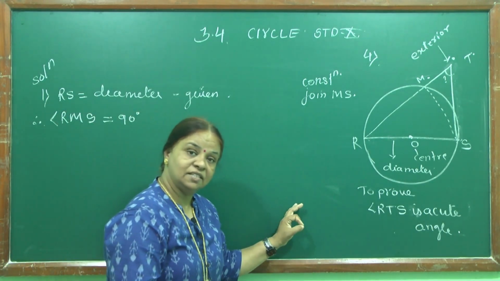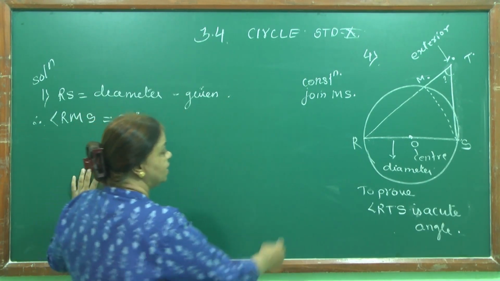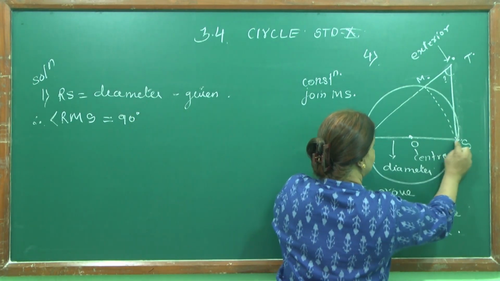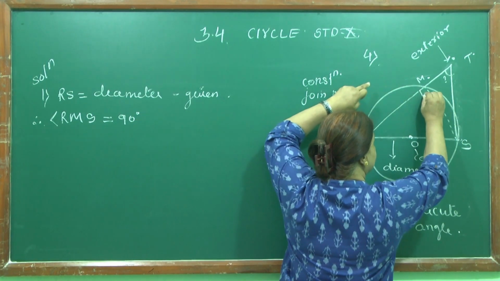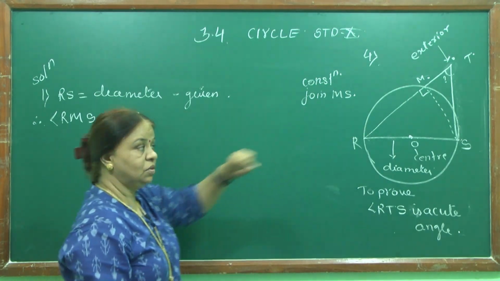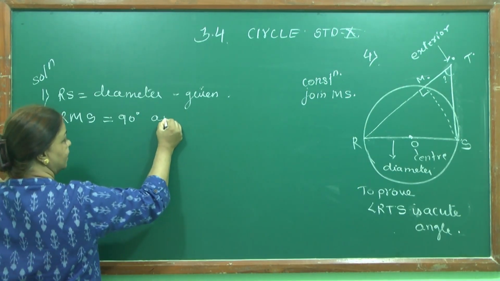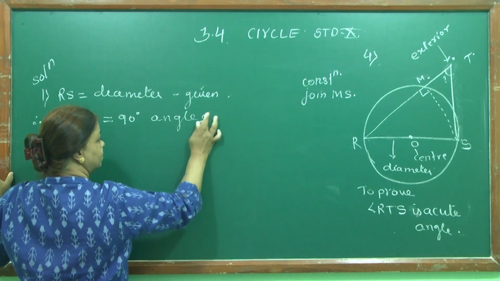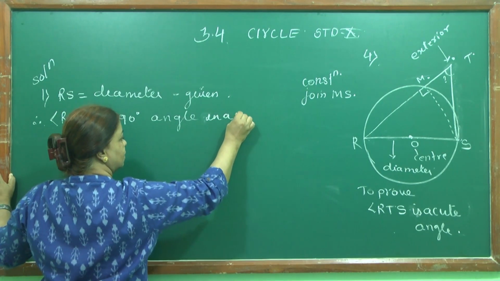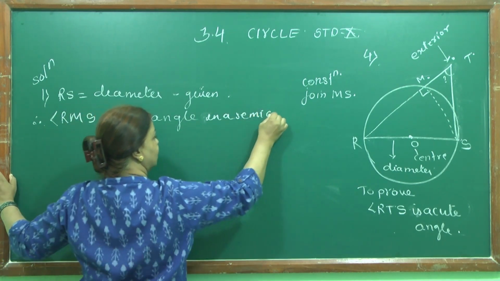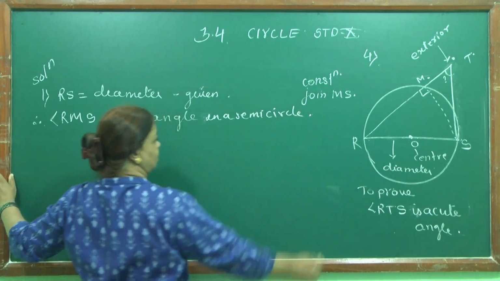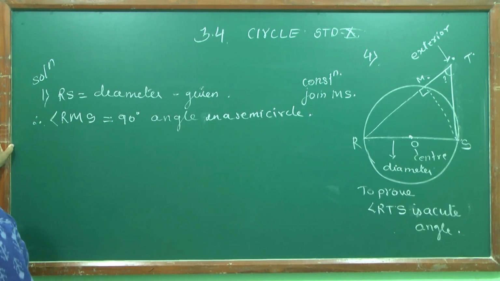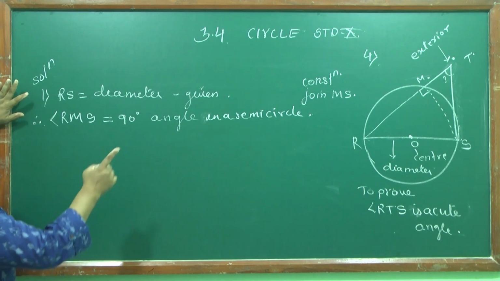Angle in a semicircle is 90 degrees. This is the diameter, and this is the angle in the semicircle. It will be 90 degrees. So we can say the angle in a semicircle, semi means half circle, fine, is 90 degrees.